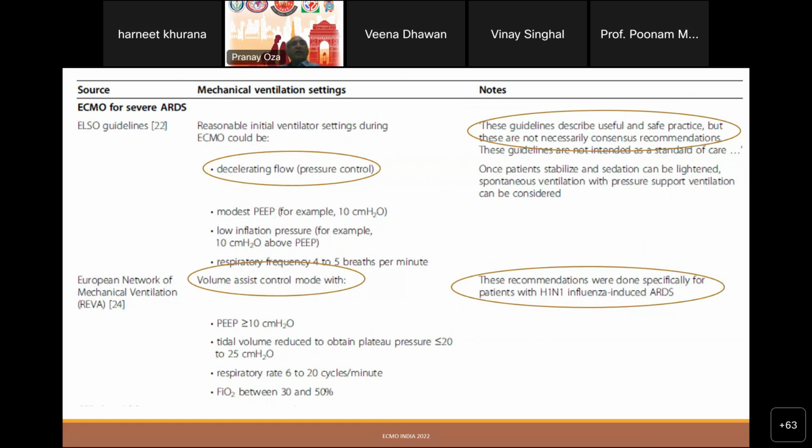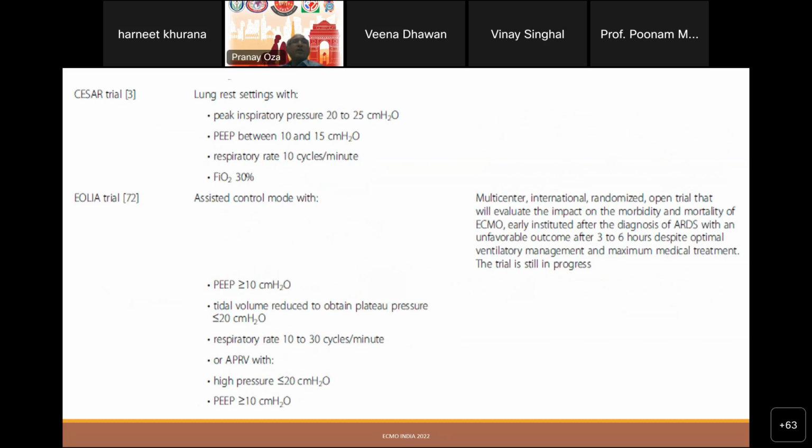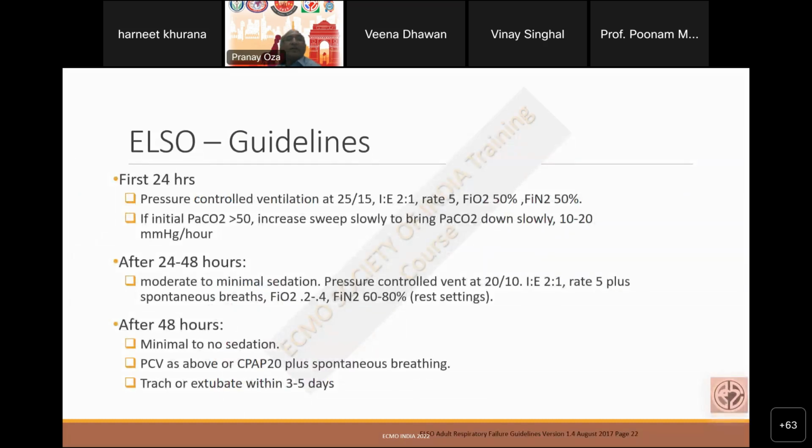In ELSO guidelines, they talk about pressure control mode, while the European Network Mechanical Ventilation VEVA study talked about volume control modes. So the volume control mode is always in question, which kind of mode is there. The SCISSOR trial used a pressure control mode, while the EOLIA trial, which has come up recently, used the volume control mode along with the APRV. So, which mode should be the best? Still, there is a controversy about this.